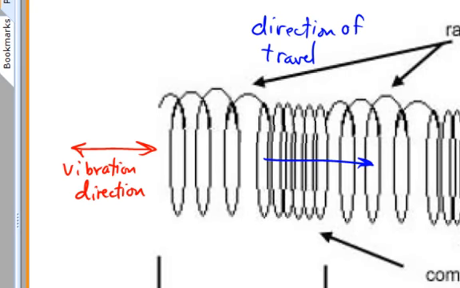And whenever you have this sort of wave where the disturbance travels in a direction that's parallel to the direction of the vibration, then we say that this is longitudinal, because the direction of travel is along the same direction of the vibration. Along, longitudinal. Get it? Long is in both words.